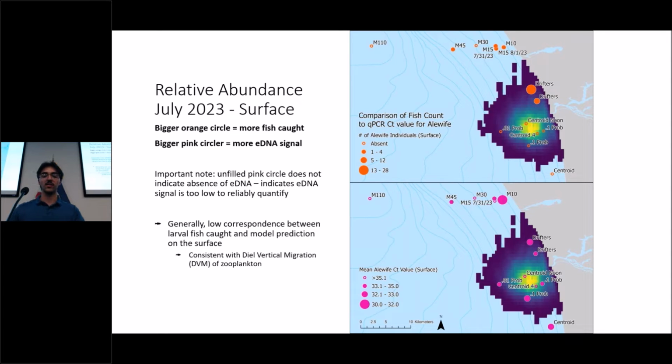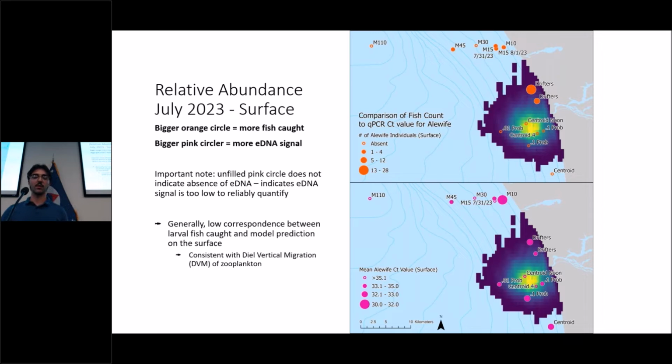So here we have the surface samples from July of 2023, and the map on top shows the number of fish caught at each site. So the larger the orange circle, the more fish were caught at that site. And then the map on the bottom represents our eDNA signal with pink circles. And like I said earlier, CT value is inversely related with target DNA concentration. So bigger circles have a lower CT value.